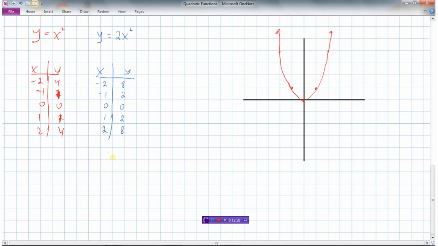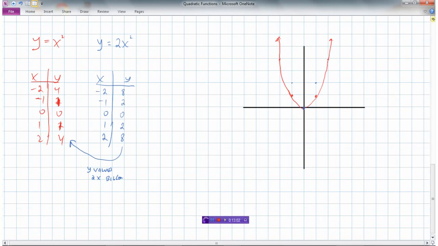Well, when you compare these numbers to these ones, the y values are twice as big. They're 2 times bigger. And so when I plot these points, negative 2, 8 is way off my screen here. Negative 1, 2. 0, 0 is the same. 1, 2, and 2, 8.